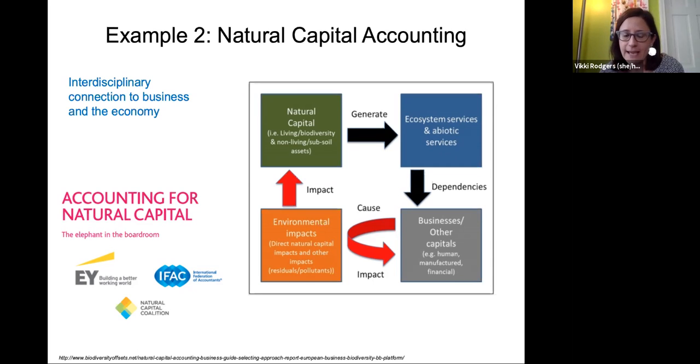So natural capital accounting is what this is framed around. This is really looking at ways to value ecosystems. And so you can see the image here, sort of the connection with businesses and other capitals and how they cause and are impacted by environmental impacts. And so I tell my students that this is something that is growing in business, and they get very, very excited when I tell them that, you know, I've heard EY talk about their natural capital accounting, and this is something that is really important to them. Next slide.